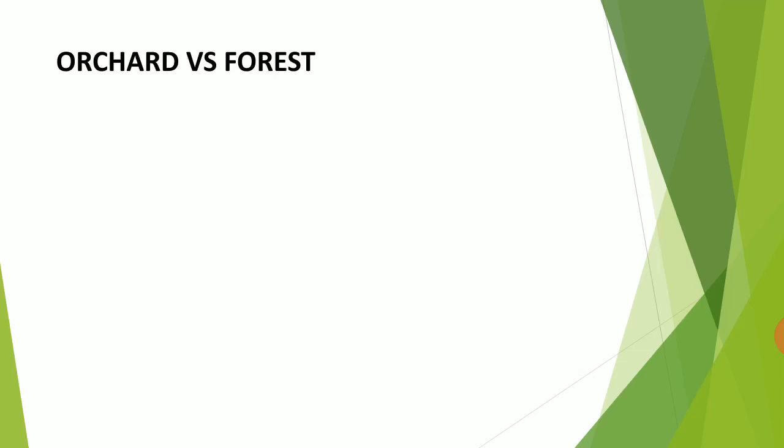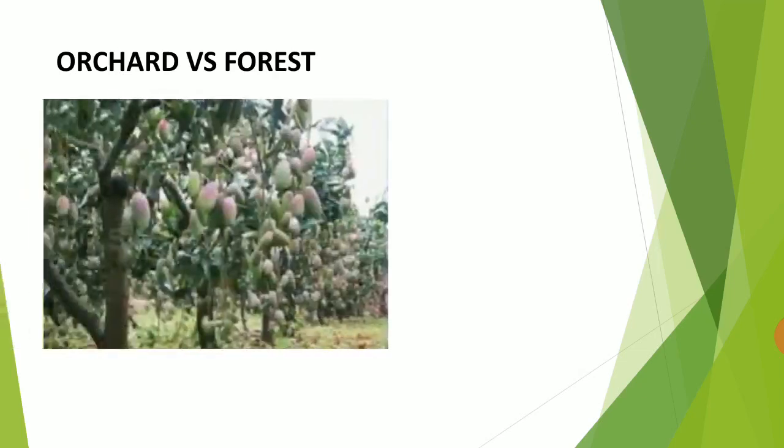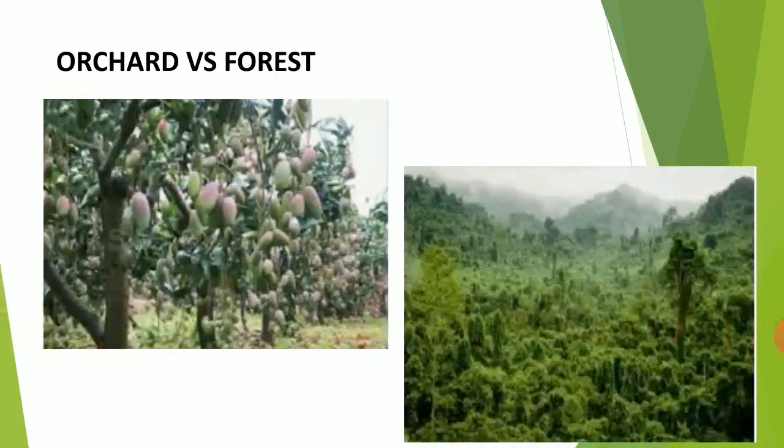Orchard versus forest. Look at these two pictures. Can you find any difference? The first picture is of an orchard, that is also called a bagicha. The second picture is of a forest, which is also called a jungle. What is an orchard? An orchard is a kind of big area where the gardener plants a single variety of plant.